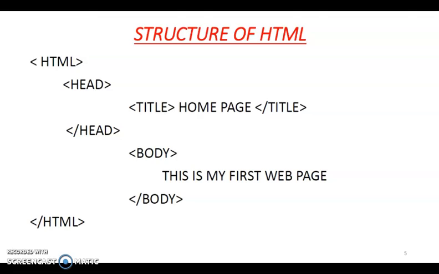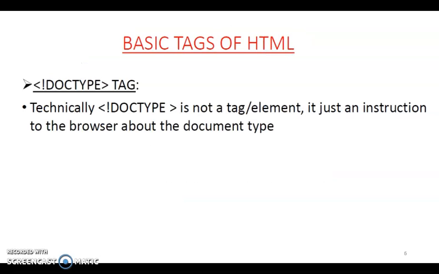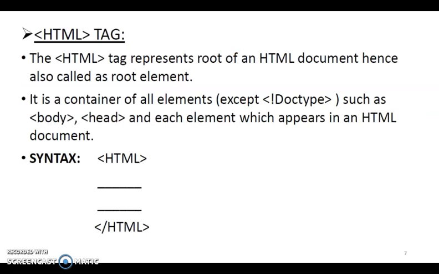I will introduce each and every tag in the next slide. Okay. Now see the basic tags of HTML. The first one is the doctype tag. Now see, technically this is not a tag or element. It's just an instruction to the browser about the document type. Means what? If I am writing doctype HTML, it indicates that this is an HTML document type. But it is not necessary to write it in your program or in your code.